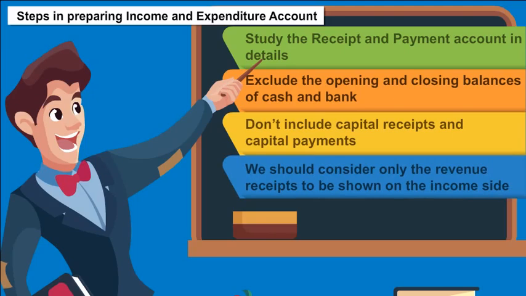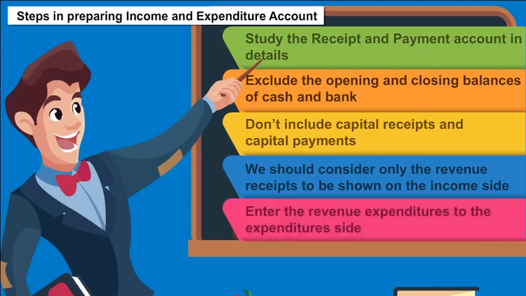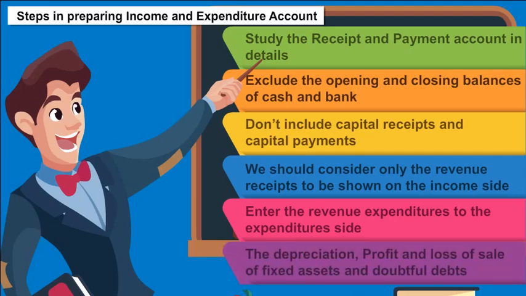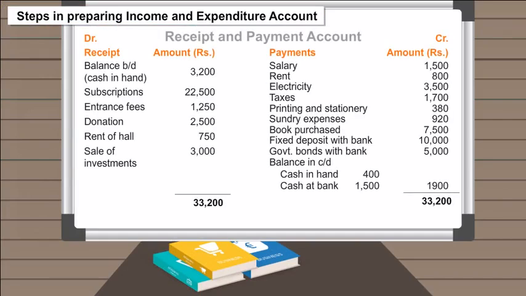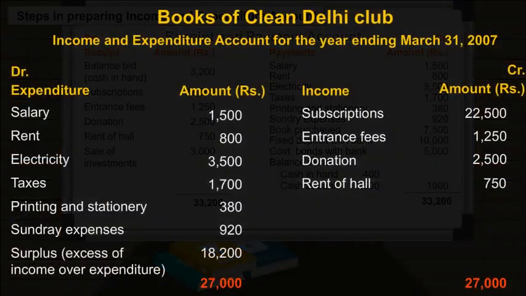We should consider only the revenue receipts to be shown on the income side of the income and expenditure account. Enter the revenue expenditures on the expenditure side of the income and expenditure account. Depreciation, profit and loss on sale of fixed assets, and doubtful debts are also considered in the income and expenditure account. Let us take an example. From the receipt and payment account given below, prepare the income and expenditure account of Clean Delhi Club for the year ended March 31st, 2007.